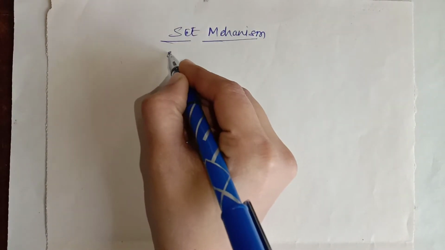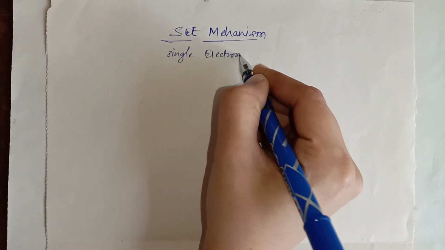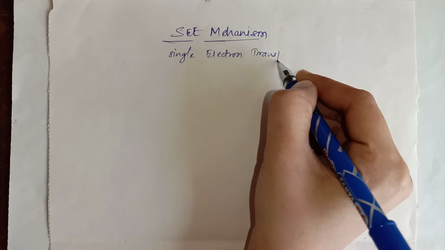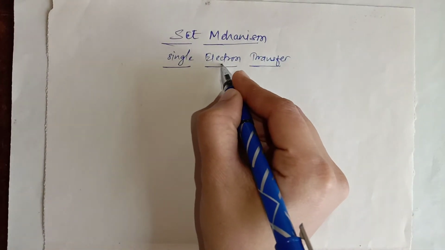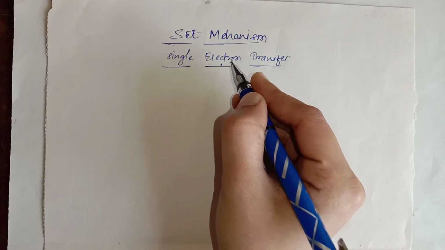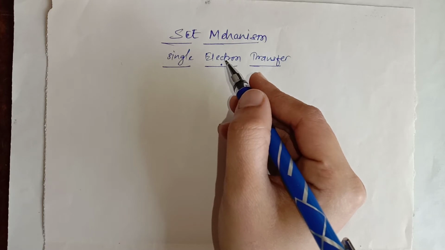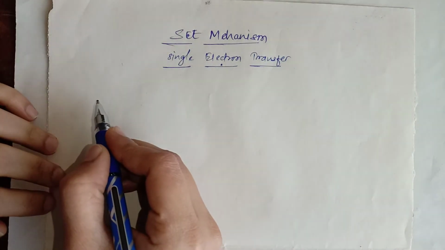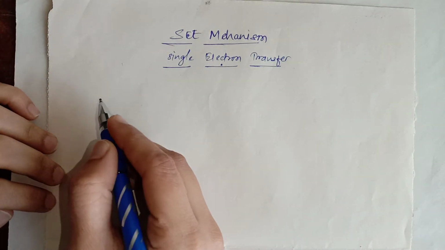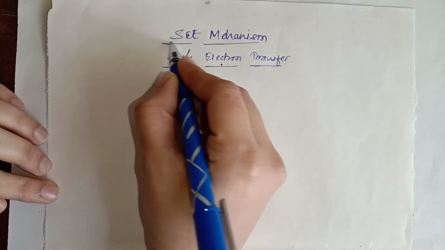That is the single electron transfer mechanism. Simply, when we talk about a single electron, it means a radical. So it is a radical reaction, and when there is a transfer of a single electron, meaning transfer of a radical, takes place, this type of mechanism we call a single electron transfer mechanism. This mechanism, which is characterized by transfer of a single electron, we are going to call the SET mechanism.